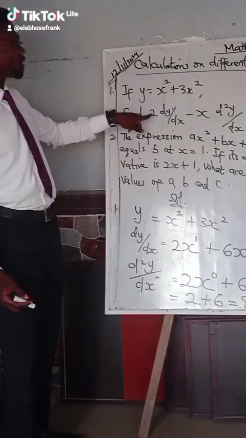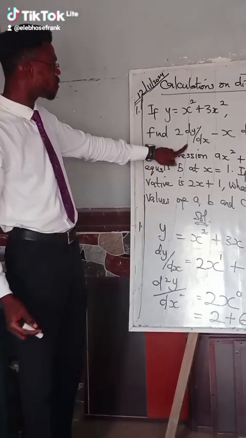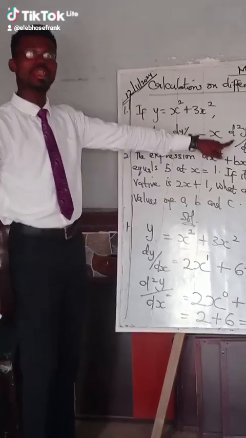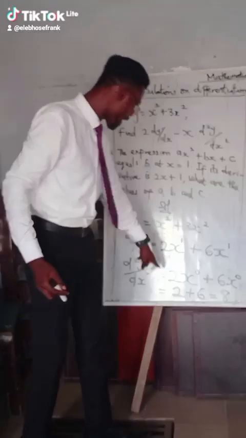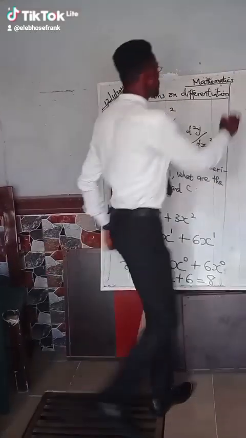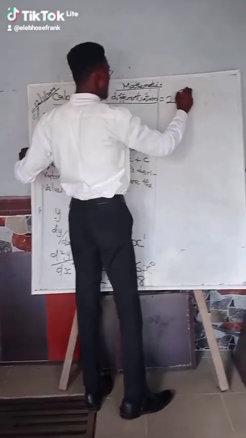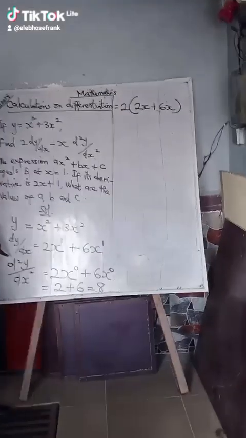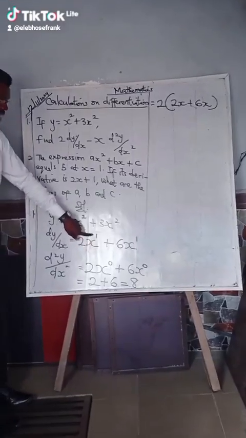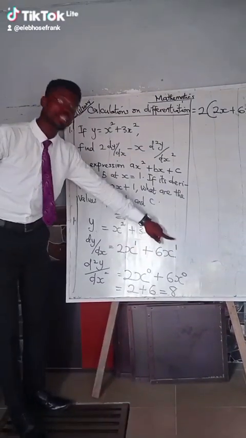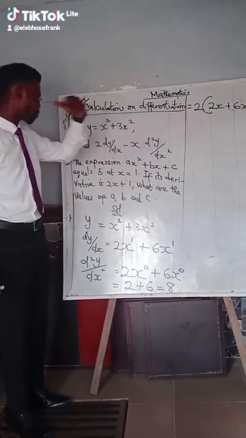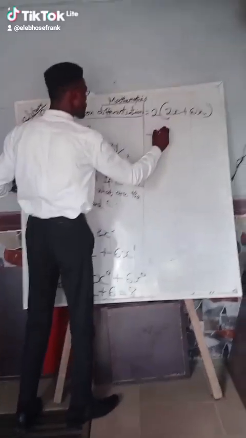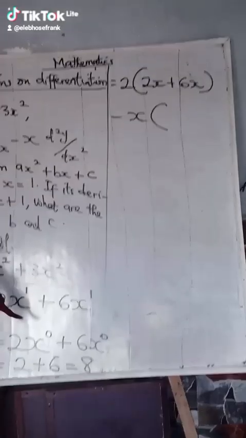Now what were we told in the question? 2 times the first order minus x times the second order. So the first order is 2x plus 6x. So that's equal to 2 times (2x plus 6x). You can see that, right? This is the first order, 2x. x to the power 1 is written as x. So 2x plus 6x times 2. Then minus x times the second order, which is 8.